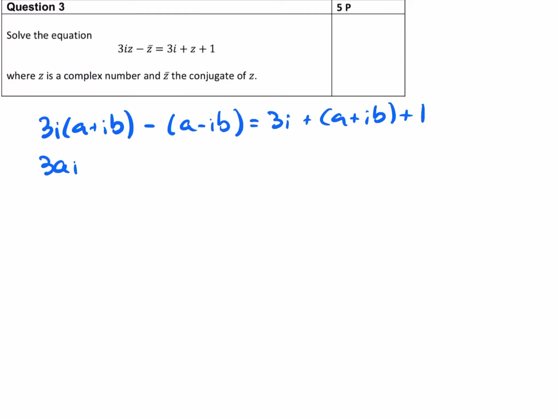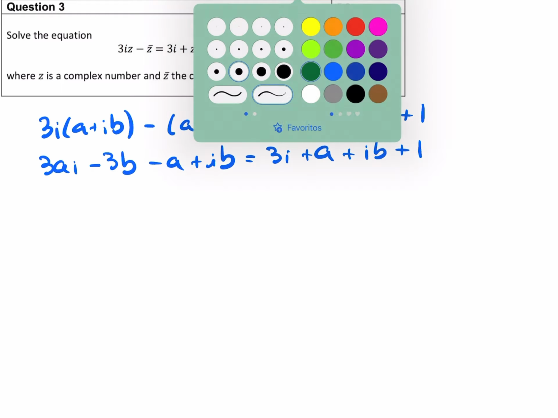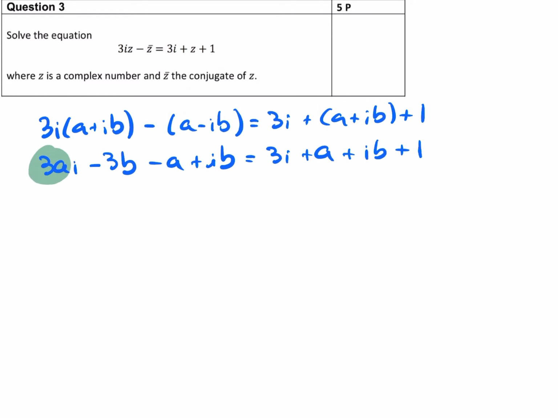3i times ib is just going to be minus 3b, because i squared will be equal to negative 1. Minus a plus ib is equal to 3i plus a plus ib plus 1. And now we need to split this into different equations. First equation will be the one with the imaginary part of the equation. All these numbers, it's going to be the real part of the expression before. Sorry, the real part, not the imaginary part.